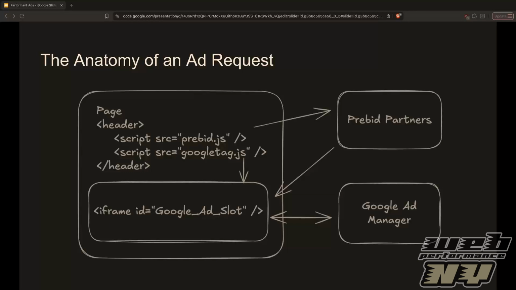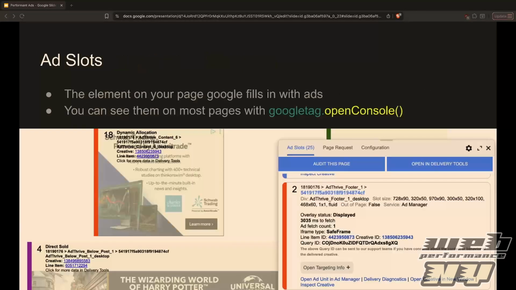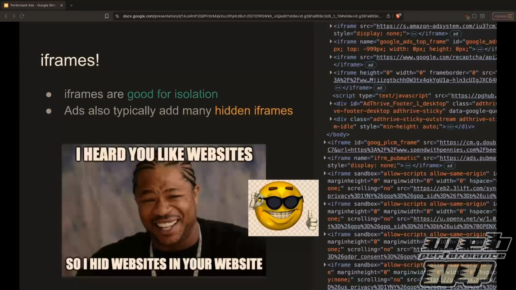Let's take a closer look at the ad slot element. If you go on any page with ads, pretty much any of them, they're going to be using Google tag. And you can say googletag.openConsole inside of your dev tools and view information about the results of the auction, where the ad slots are, and you'll also notice that they're served in iframes. A lot of things in ads are served in iframes.